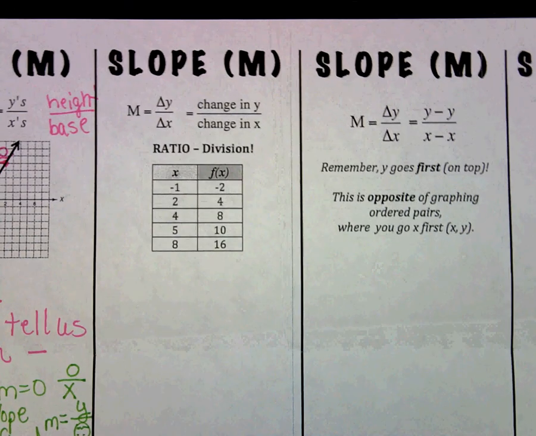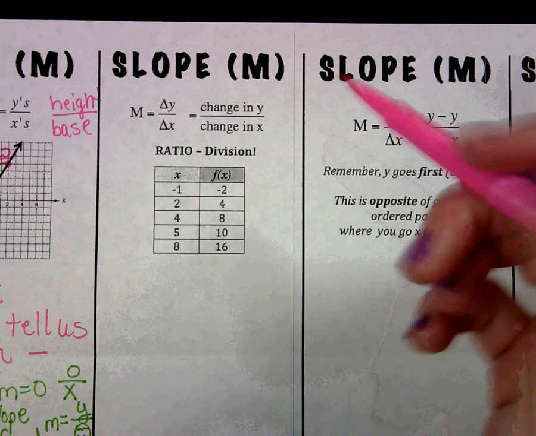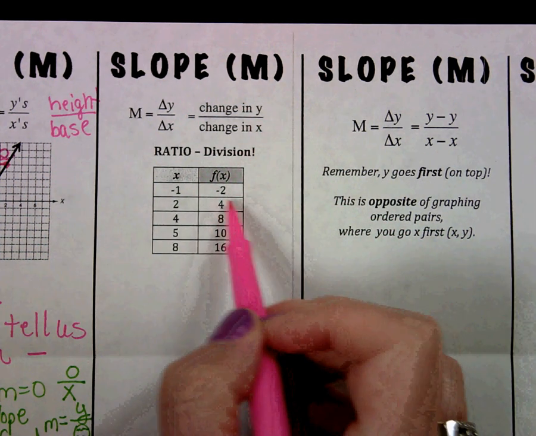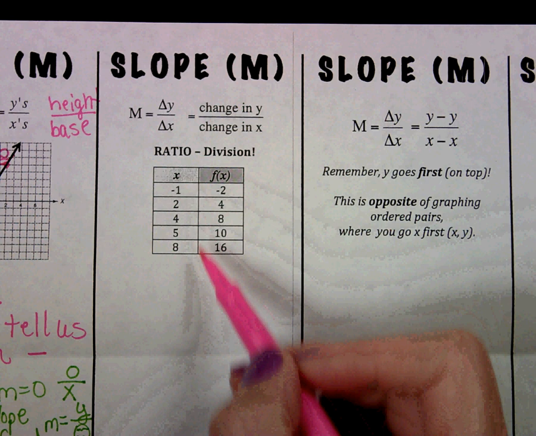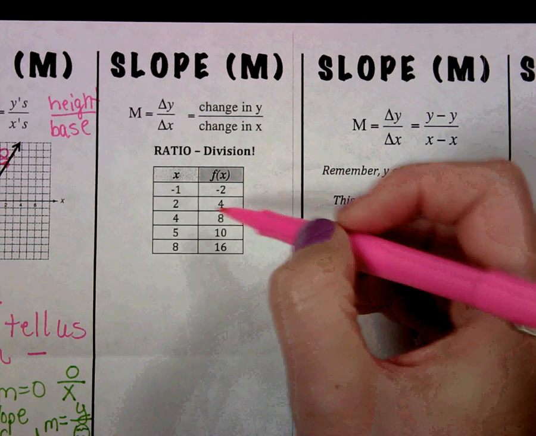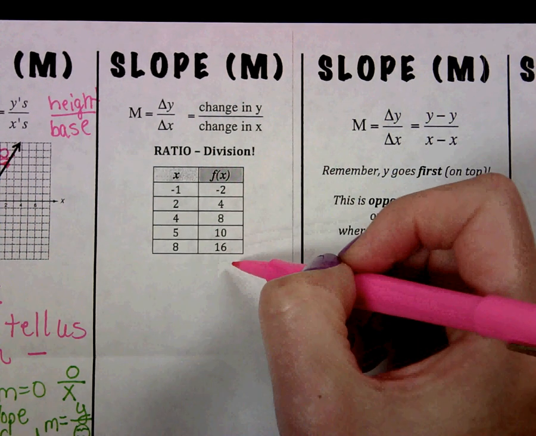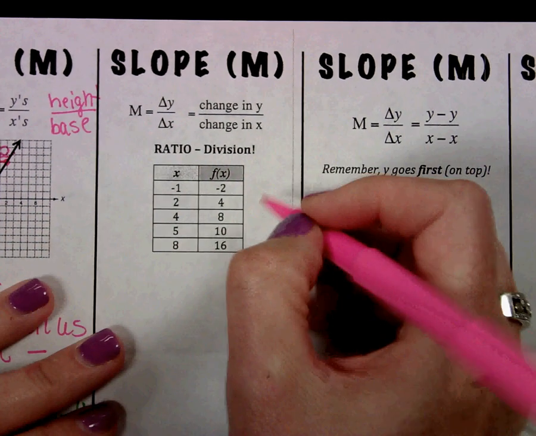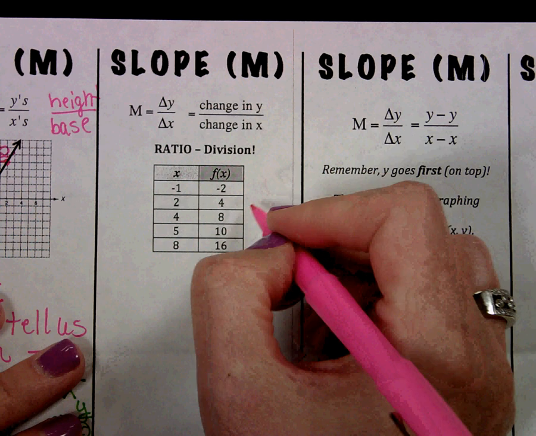Okay, finding slope from a table. We can pick any 2 points. These are all coordinates. We can pick any 2 points to find the slope. It doesn't have to be ones right next to each other. I tend to find the positive numbers, but you can do whatever, and I'm going to show you 2 different ways.